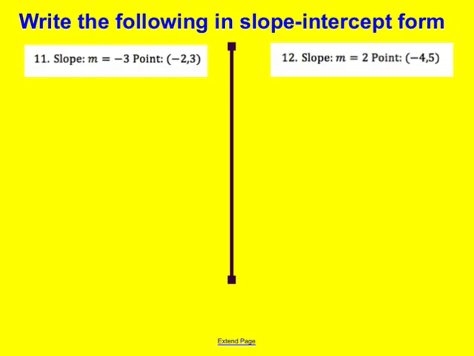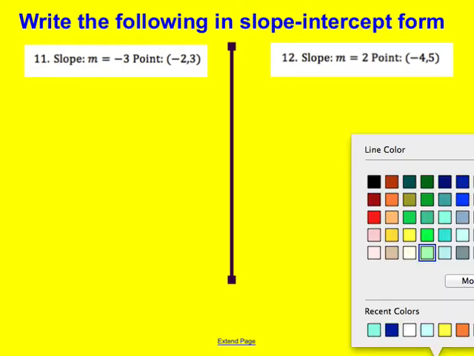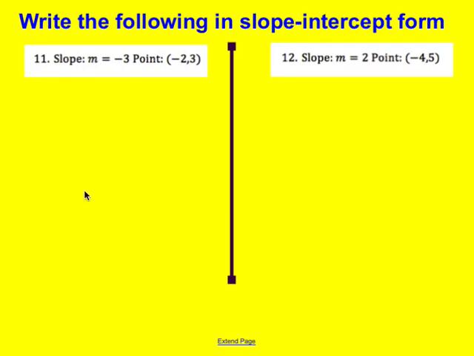Last but not least, let's take a look at this. So now we want to figure out how to use the two equations interchangeably. Well, let's take a look at this one. So we want to write the following in slope-intercept form. When you're given a point and a slope, the only thing you can do is put it into point-slope form. So that's what we're going to do first.